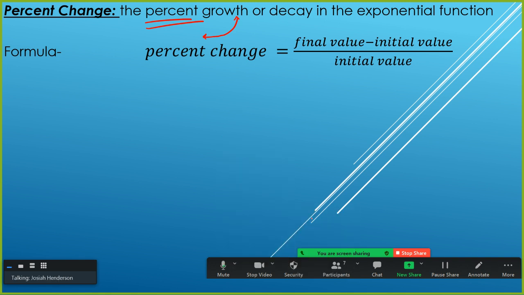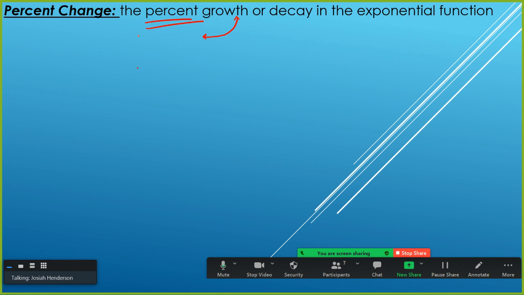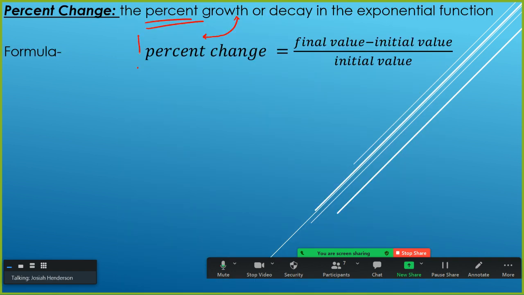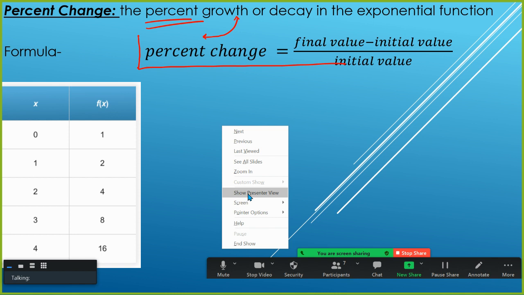So the formula we're going to use is this. The percent change is equal to this fraction: the final value minus the initial value, divided by the initial value. Make sure you have this in your notes. This formula should be written down. I want you all to have this. And then we'll look at some questions with it.